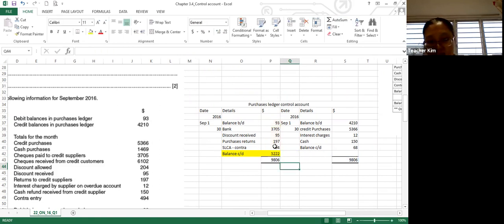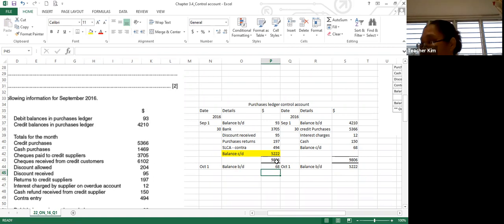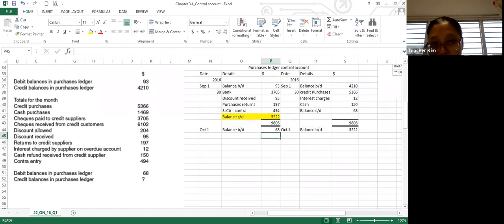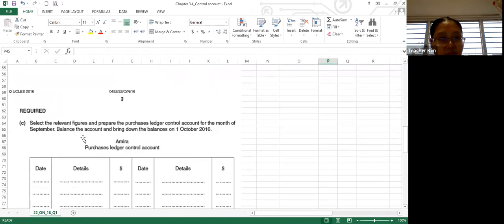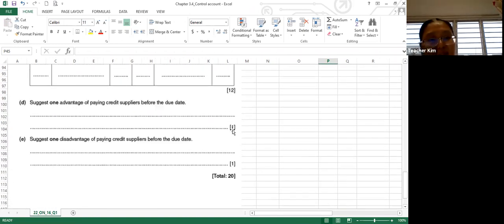Okay, here October 1st balance brought down. So one debit, one must be credit. Here don't forget to also put the label, because there are two sides, and normally the mark is given here. So this is settled. Okay. Now next, move on. Select the relevant figure. No, this one is done already.